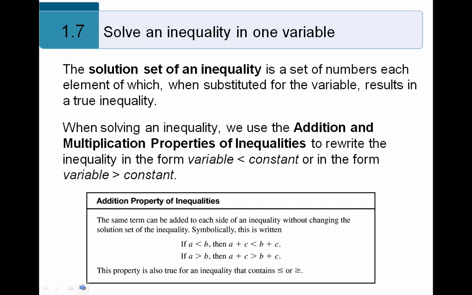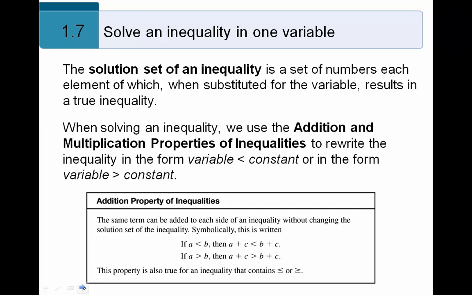There are two properties used to solve inequalities: the addition property of inequalities and the multiplication property of inequalities. The addition property of inequalities says mathematically, if A is less than B, then A plus C is less than B plus C. Or if A is greater than B, then A plus C is greater than B plus C. In simple English, it means that the same number or variable term can be added to each side of the inequality without changing the original solution set to the inequality.